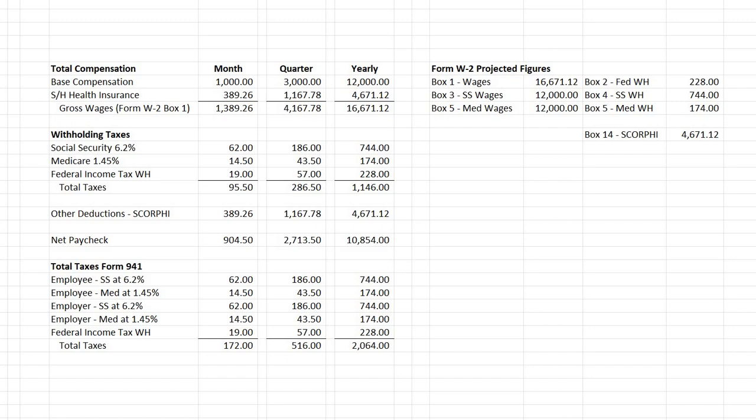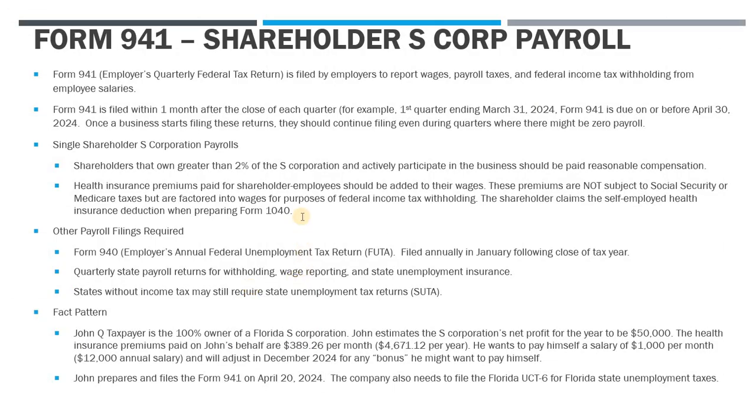So if we start with the one slide here covering some of the background, this 941 is a quarterly federal return. It's filed by employers to report wages, payroll taxes, and any kind of federal income tax withholding that's being deducted from those salaries. Now, it's a quarterly return, so you're effectively filing it four times during the year, and its due date is one month after the close of each quarter. So, for example, for the first quarter payroll ending March 31st, 2024, that 941 is going to be due on or before April 30th of 2024.